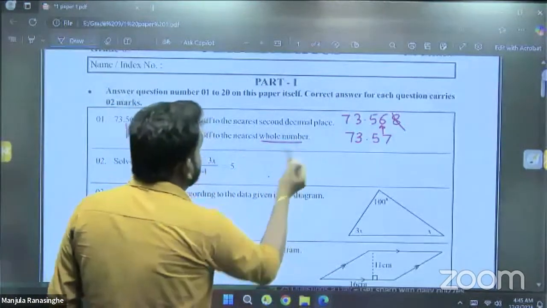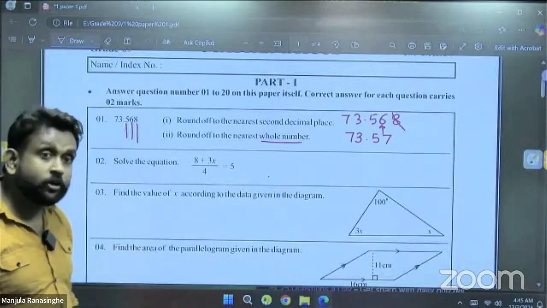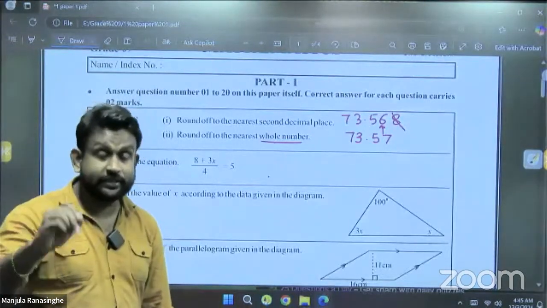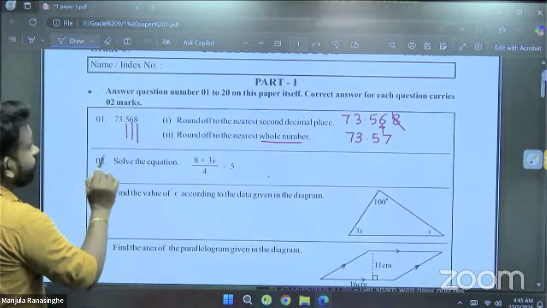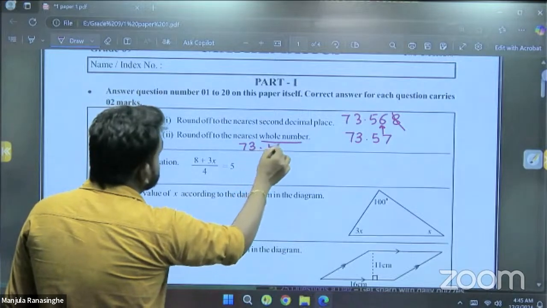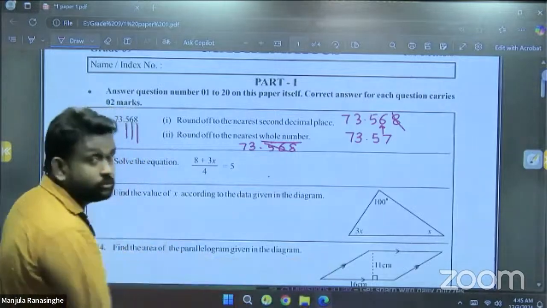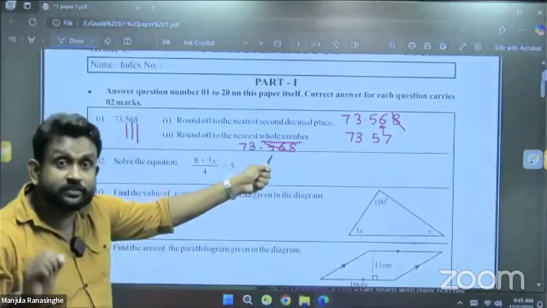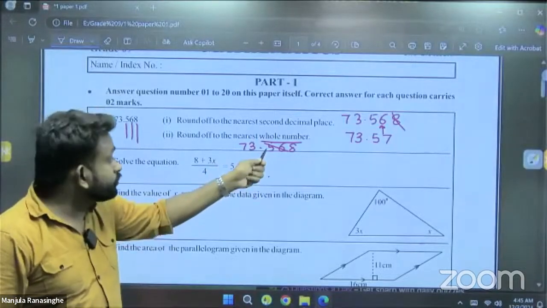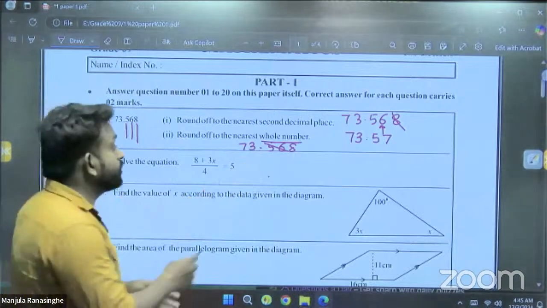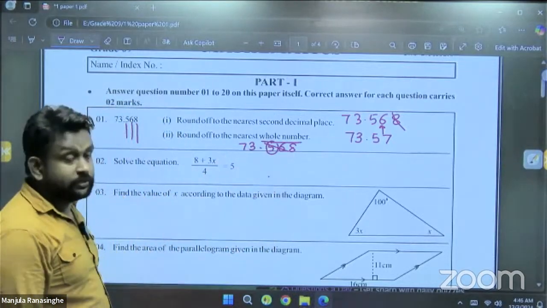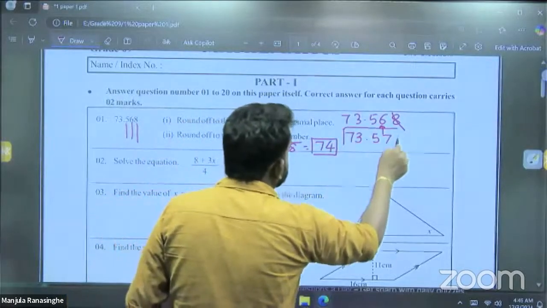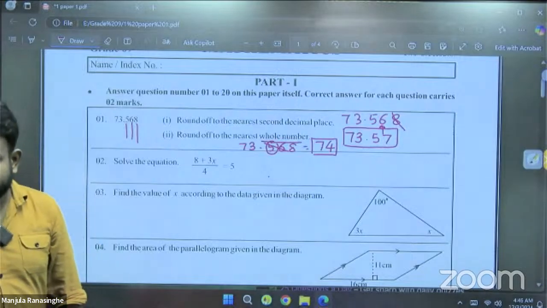Then round off to the nearest whole number. So rounding off to the whole number, we look into the first decimal place. We look at the neighbouring digit: for the first decimal place, we look at the second; for the second, we look at the third. Here we are rounding off to the whole number, so you look at the first decimal place and disregard everything after the whole number, but based on the first decimal place, you decide whether you are adding 1 to the whole number or not. You are cutting 5, then you add 1 to the whole number. That means 74. So the answers here are 73.57 for the first part, and 74 for the second part.